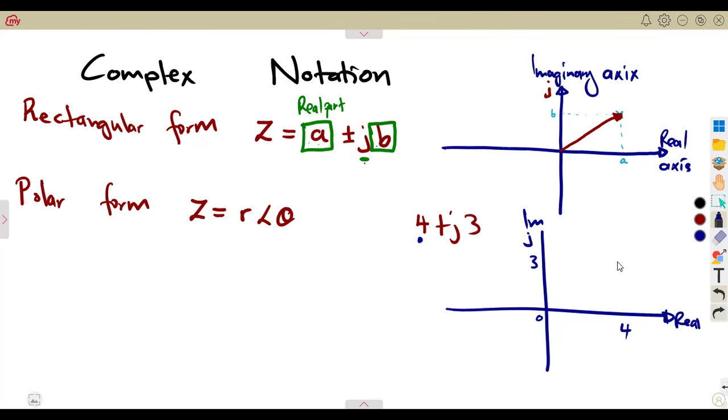Where they meet, you mark a point. That point indicates where these two meet. The distance that we have taken is 4 units in the real axis and 3 units in the imaginary axis. That is the condition. So you can actually have it this way.